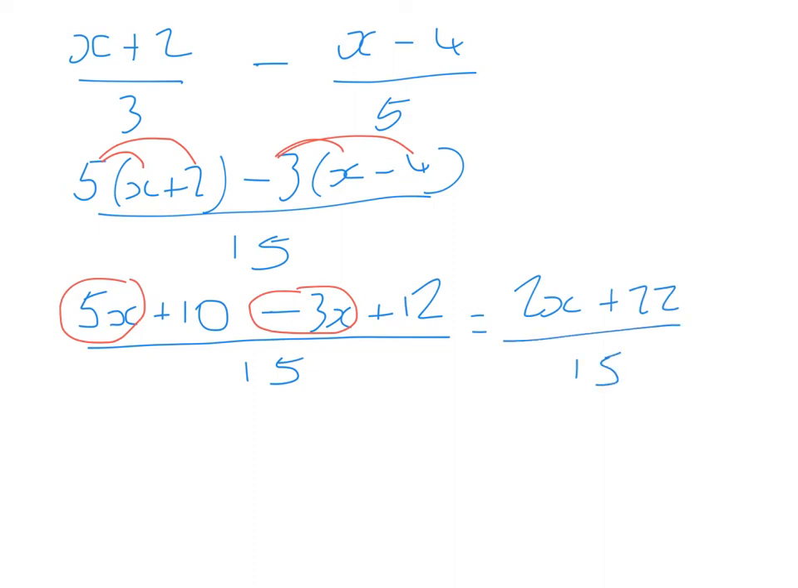Now we have 3 separate terms, 2x plus 22 and 15. And there's nothing common to all 3 terms. There's nothing that will divide into all 3 terms. So this is our final answer.